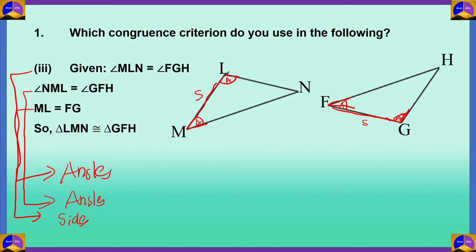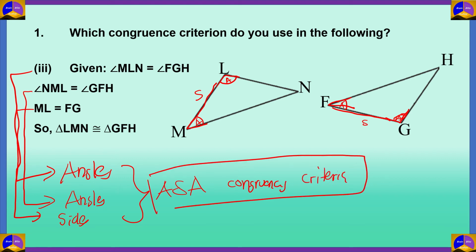Since we have two angles and the side in between, it will be ASA congruency criteria. So the answer for this question is ASA congruency criteria.